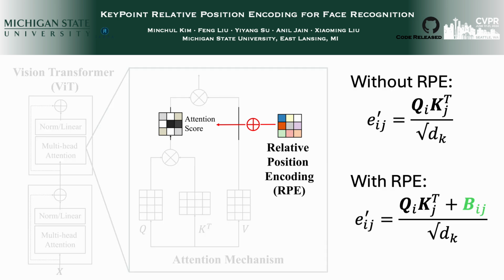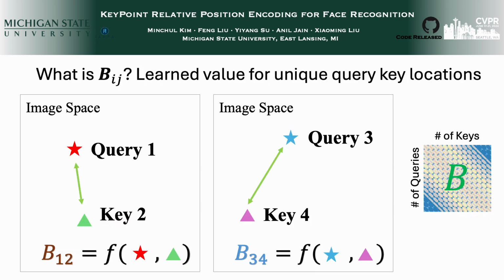The addition of RPE to the attention score is shown in these equations. For each QK pair, we compute a scalar term Bij that is added to the original term before normalization. But what exactly is this term Bij? Bij is a learned value for unique query and key location pairs.